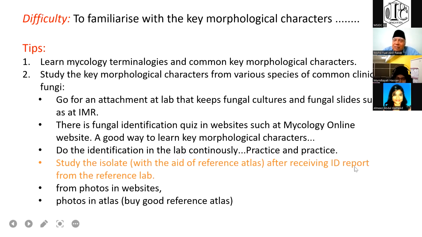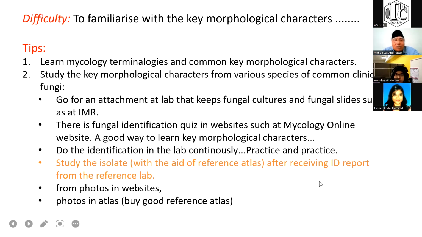Many labs send their culture for identification to the reference lab. So when they receive the report, they should come back to the culture and study the isolate by using a reference atlas. Okay, this is a very, very good way to learn key morphological characters. And also you should look for photos on websites, and also you can study photos in the atlas.